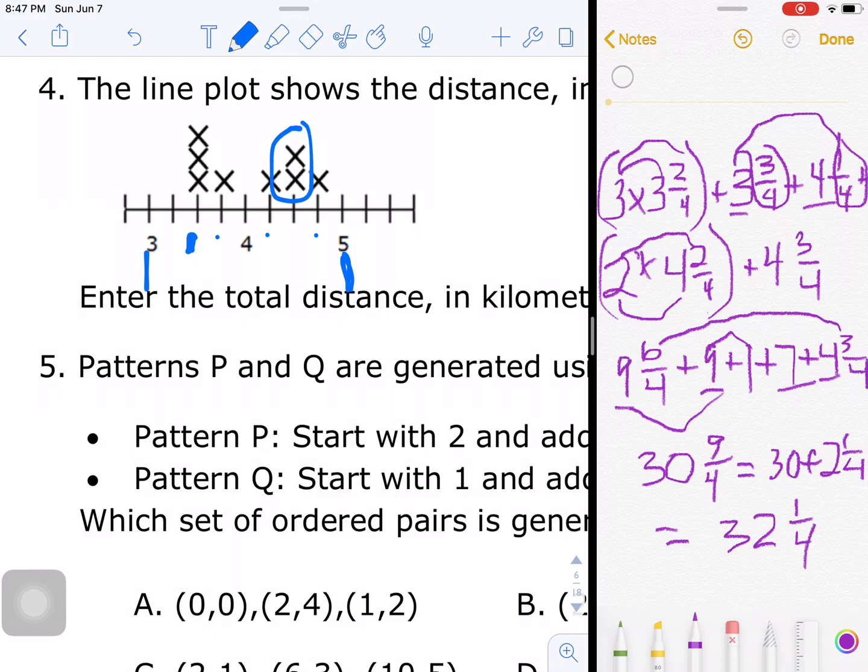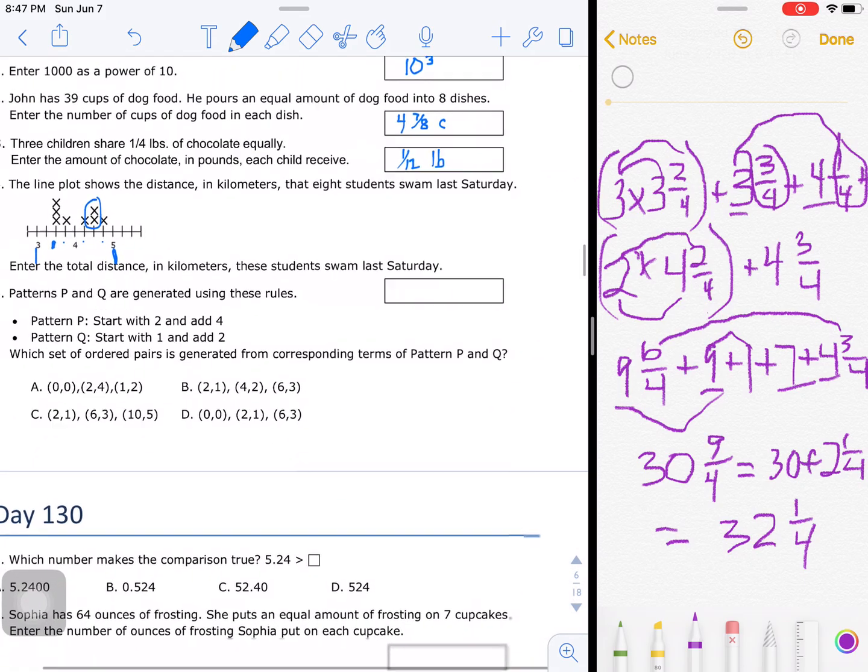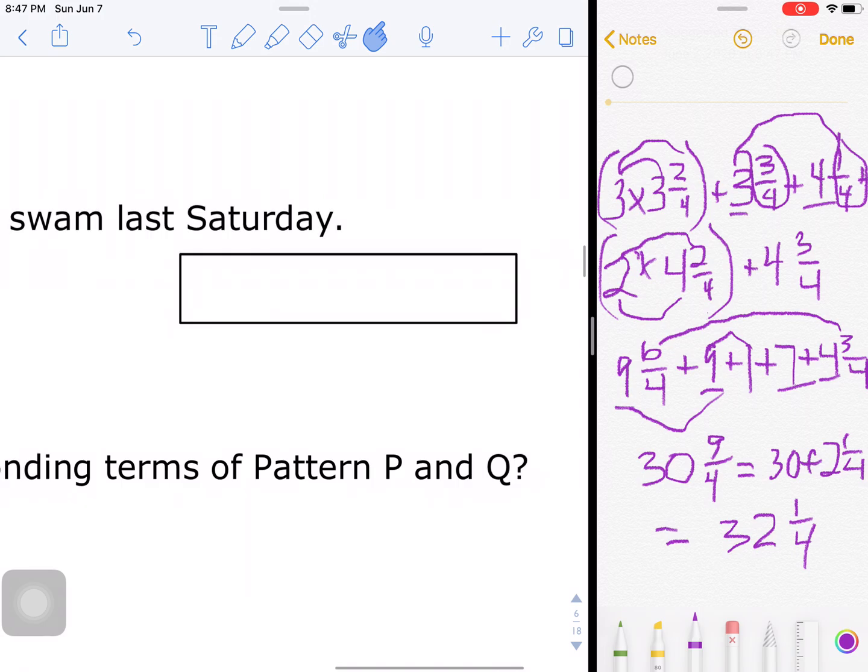So one of the things that we can take away from this is, the more we work with numbers, the more we're able to do mental math and recognize relationships with the different numbers. And you guys are getting really good at that. You're soon to be middle schoolers.